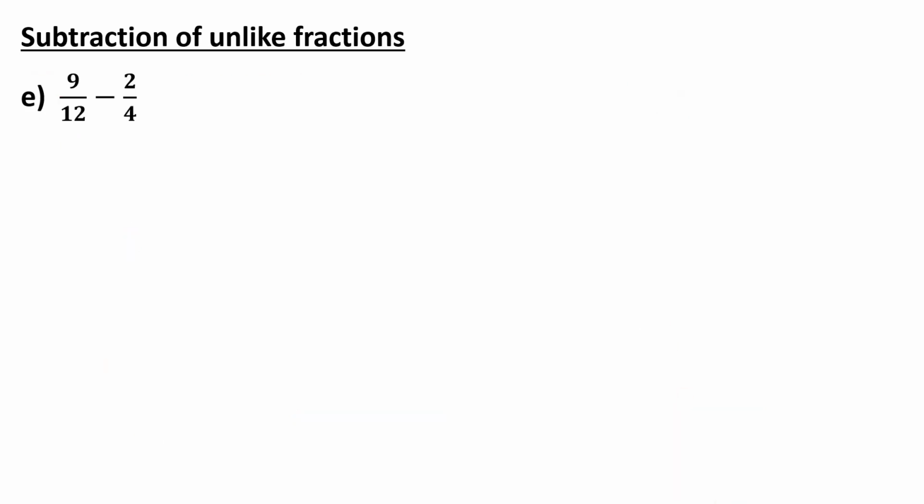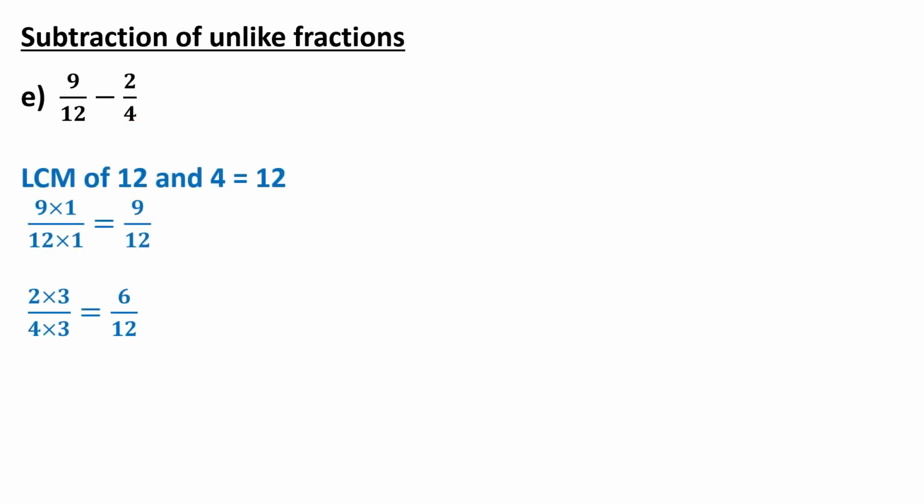Coming to subtraction of unlike fractions. You can see here question E, 9 by 12 minus 2 by 4. The denominators are different, that means they are unlike fractions. In this case we have to first of all take out the LCM of the denominators, that is 12 and 4. So the LCM is coming 12. So we will make both the fractions equivalent fractions with denominator 12 to make both of them like fractions.